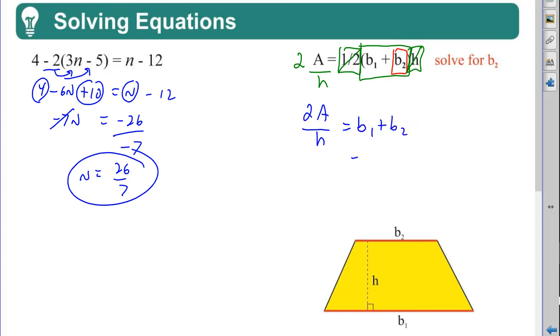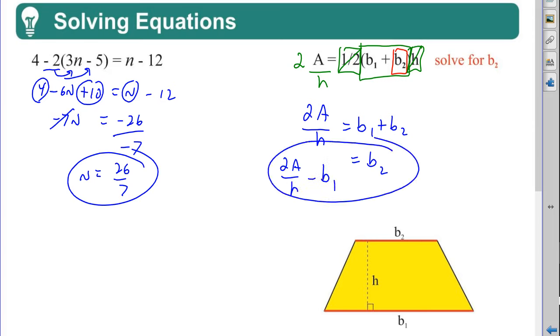What am I solving for? B sub 2. What do I do? Add the opposite of B sub 1 to both sides. Add a negative B sub 1 to both sides. Hey, voila! We're there.